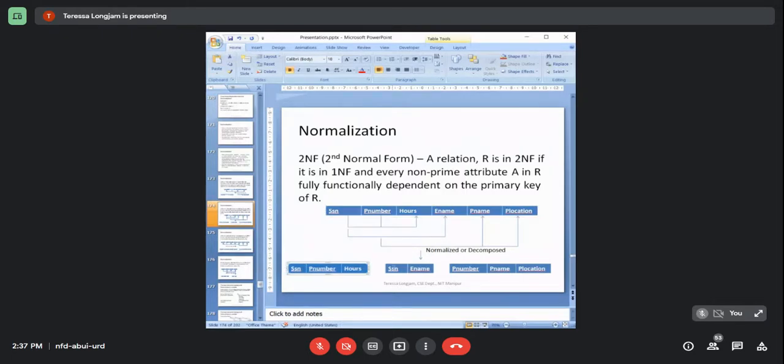Okay, and you can see that this is in second normal form, this is also in second normal form, this is also in second normal form. That means there is no partial dependence. So this is second normal form.